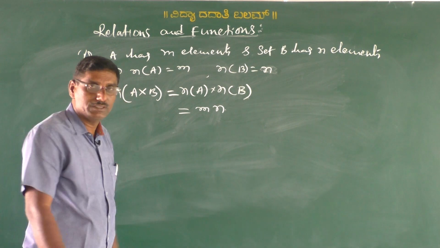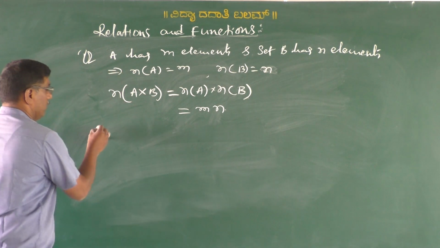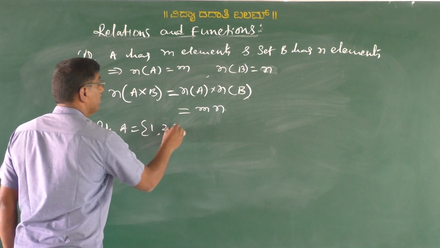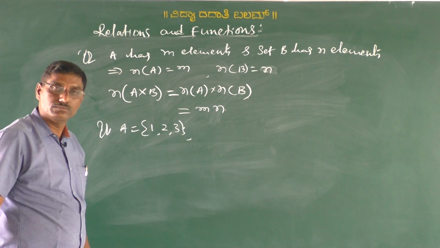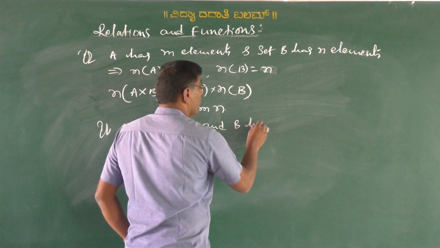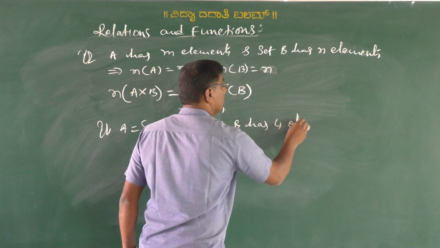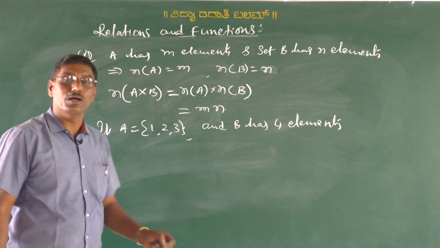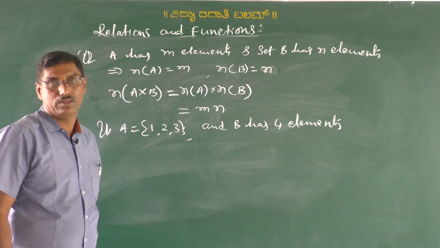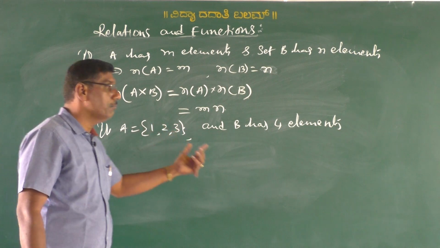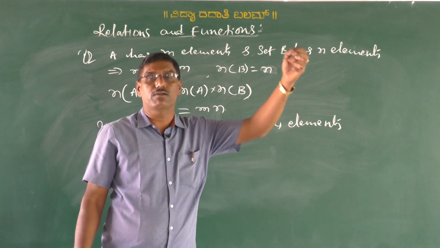For example, see here, one of the examples. If set A is equal to the set {1, 2, 3} and set B has 4 elements, then find the number of elements of A cross B. He asked like this, find the number of elements of A cross B.